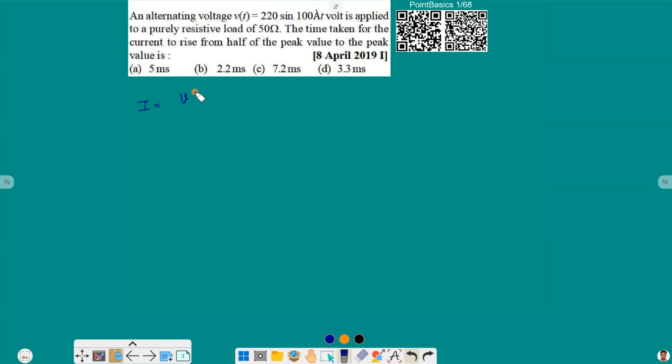resistance. And as there is no other type of element used in the circuit, only resistive load is there, it will be 220 sine 100 pi t divided by 50. So this is the value of the current, and from this we can say max value. We can write it further as 22 by 5 into sine 100 pi t.